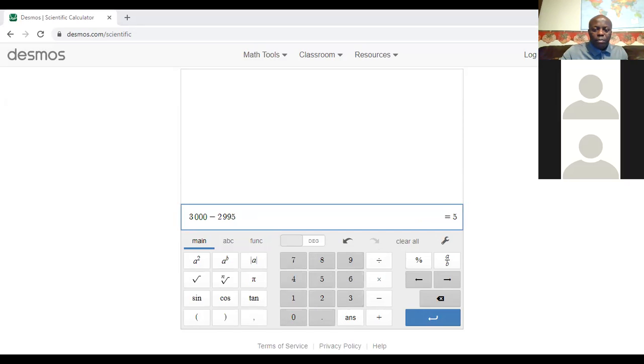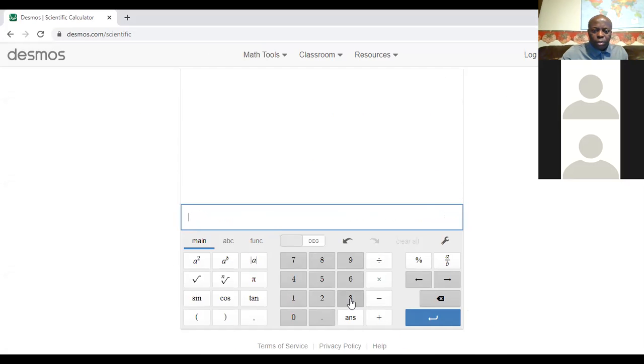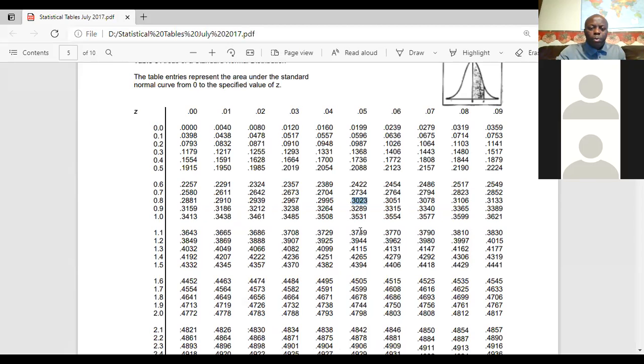The other number is 0.3023. This one you can even see from here. It's 23 points away. 3023, we go to the calculator, 3023 minus 3000. That is 23 points. So the other one is closest, and we're going to use that. When I say the other one, I mean 0.2995. 0.2995 is closer.